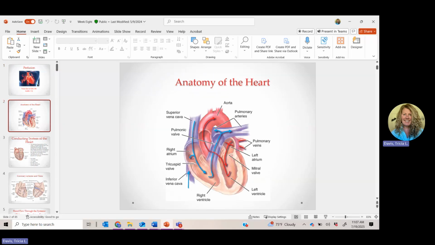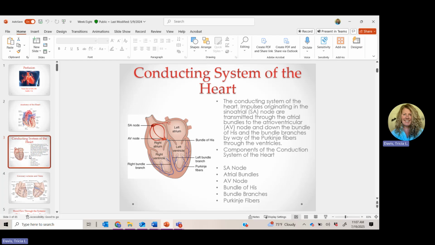So just a quick review, I grabbed this from your book. This is the anatomy of the heart. We're going to talk a little bit more about these as we go throughout the lecture, but I did get this from your book in case you wanted to see it. When we think about the heart, it really is kind of like an electrical system. I know we've talked about that before. Everything that occurs with the heart, the pumping of the blood, each heartbeat, is really caused by this electrical current. So we call this the conducting system of the heart.